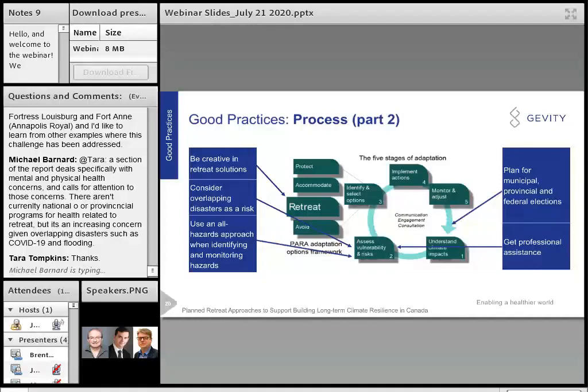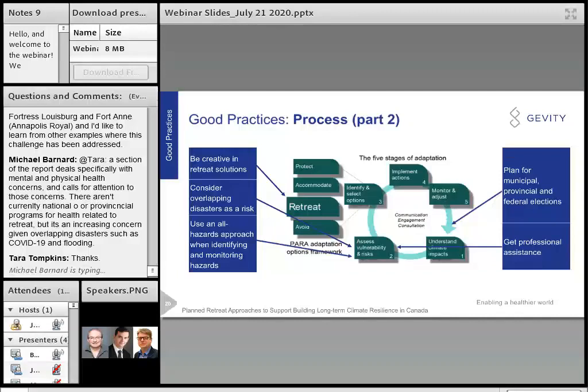In a COVID-19 pandemic environment, I think it's very critical to consider overlapping disasters as a risk. What are the challenges of trying to implement planned retreat or climate change adaptation when other disasters are unfolding at the same time? So do a little bit of contingency planning as you plan your climate change adaptation cycle.